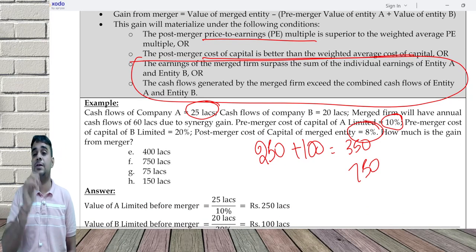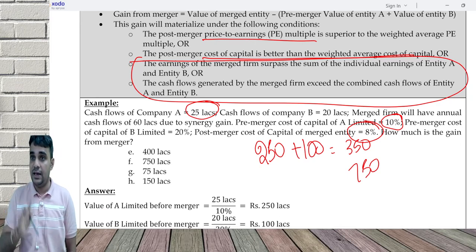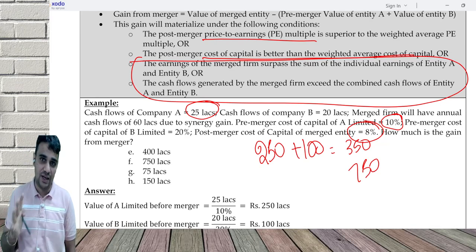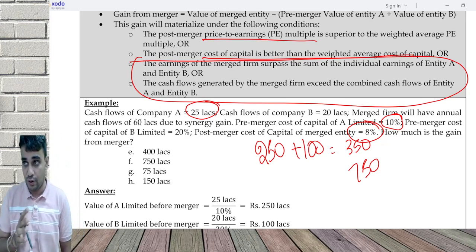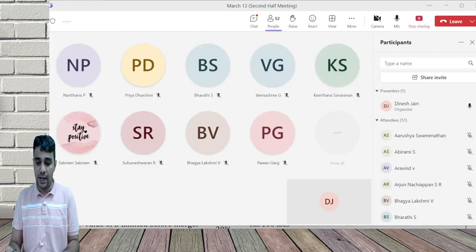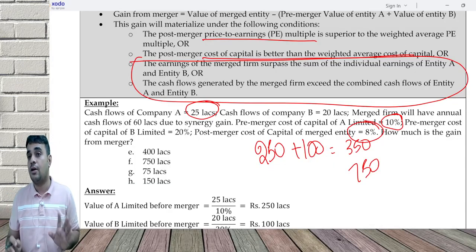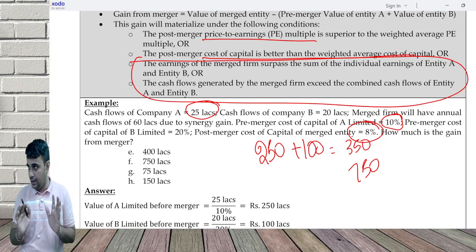So 250 plus 100 should be 350, but you are getting 750. That extra 400 is the merger gain. In this question, it is because of both operating and financial, because there is a cash flow improvement which is happening, as well as a cost of capital improvement which is happening. Any doubts till this?